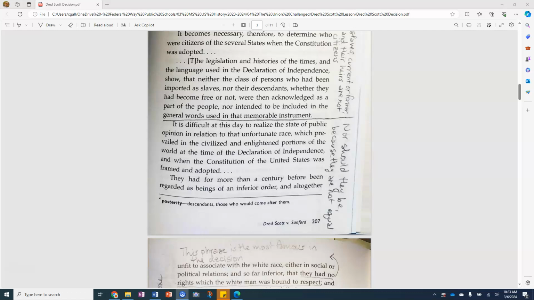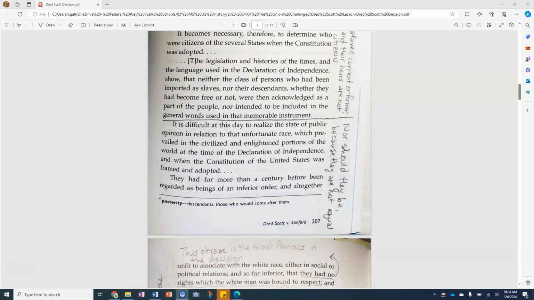It is difficult at this day to realize the state of public opinion in relation to that unfortunate race, which prevailed in the civilized and enlightened portions of the world at the time of the Declaration of Independence and when the Constitution of the United States was framed and adopted.